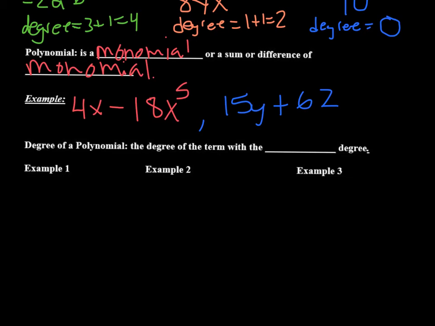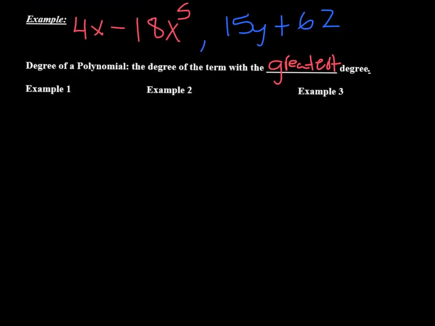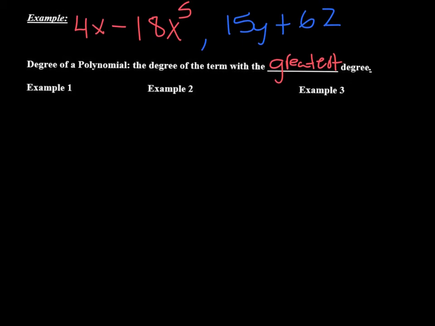So just like a monomial, one important characteristic we need to find for a polynomial is its degree. The degree of a polynomial is the degree of the term with the greatest degree. The greatest degree. So again, I'll do one example, and I'll have you try the next two examples.